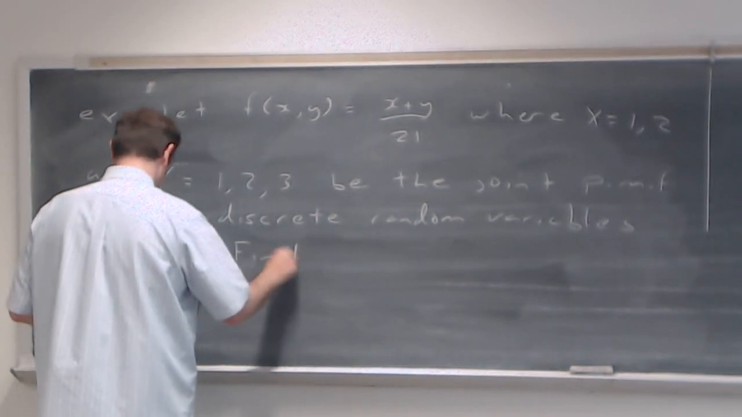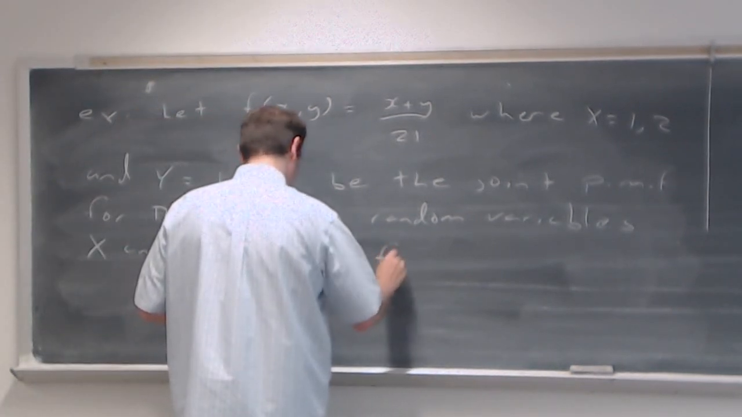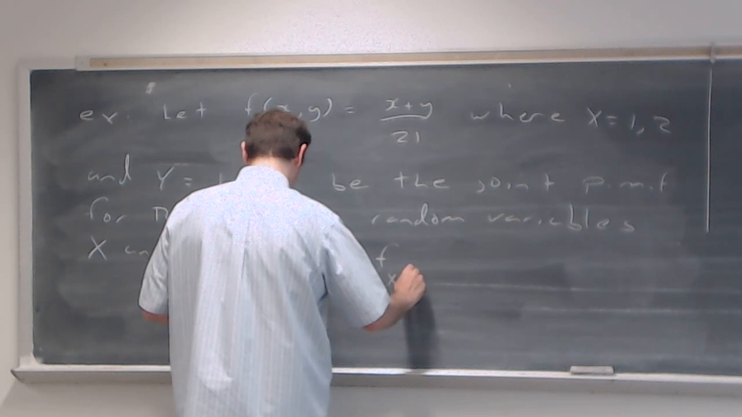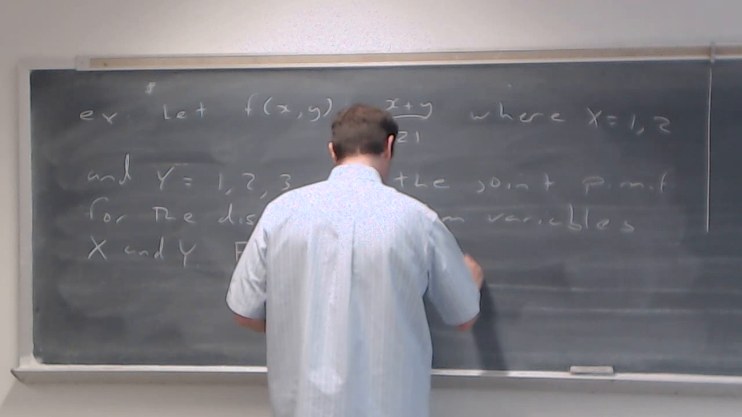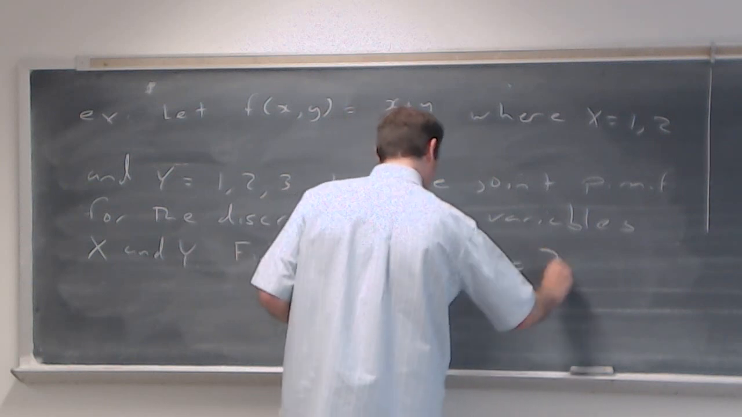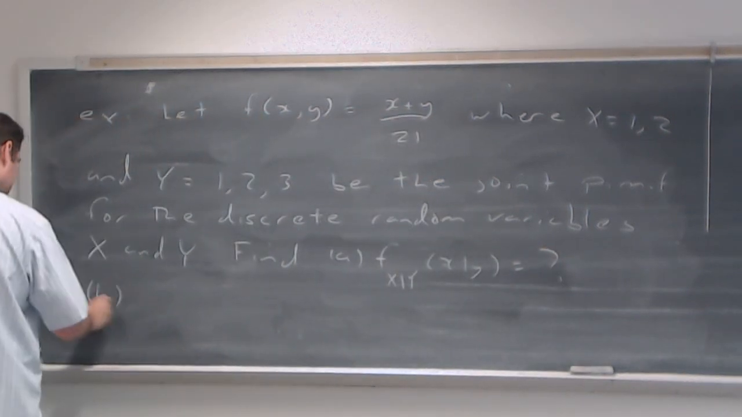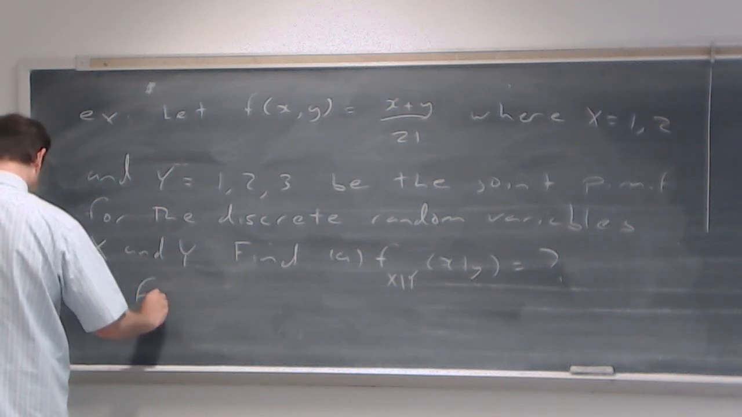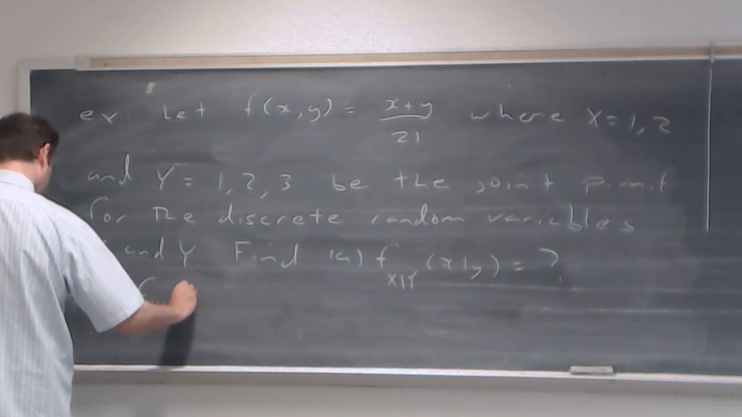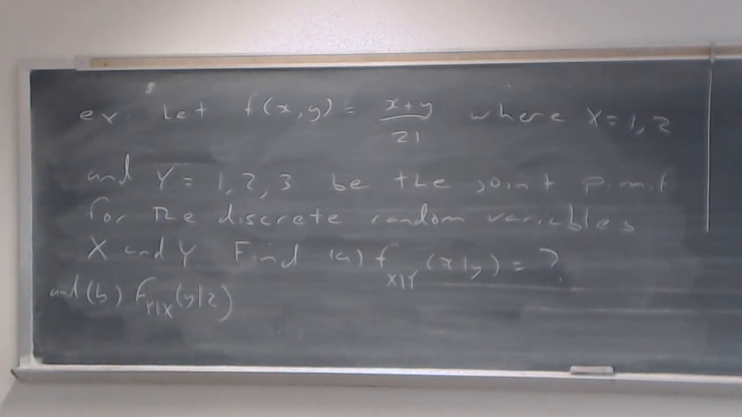Part A, find the conditional probability mass function of X given Y. So we know what that is. And B, find the conditional probability mass function of Y given X equal to 2. Okay, so that's what we'll do. Let me start with part A right here.